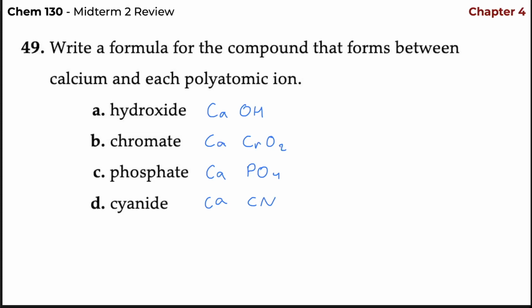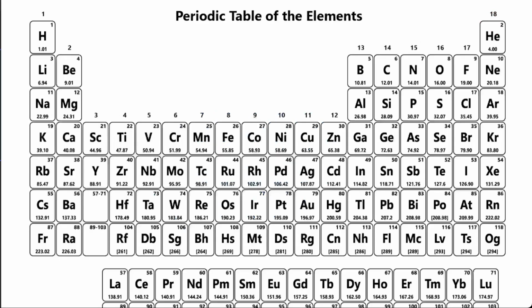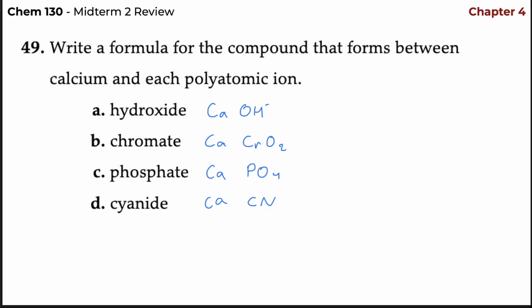So, hydroxide has a charge of -1. Right now, if we look to the periodic table, we can see that calcium has a charge of +2. So to balance that, you need two hydroxides, right? So your formula is going to end up being calcium, and then put the OH in parentheses to make sure you're capturing the whole thing, and then 2. That's it, right?